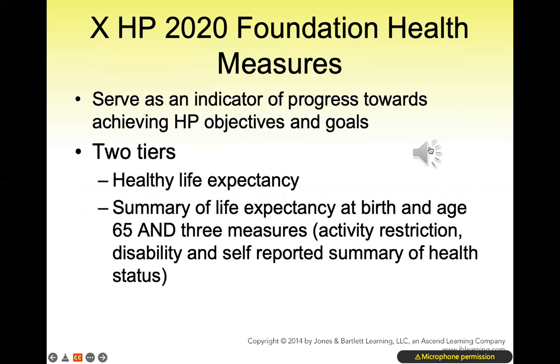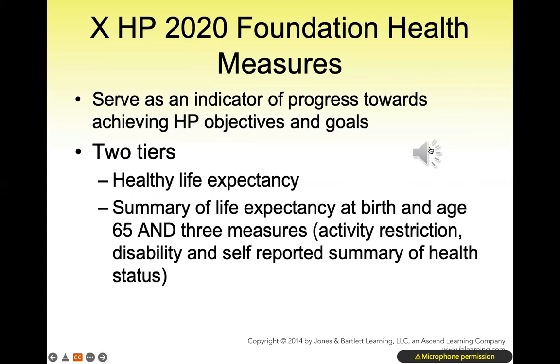Looking at the link in the notes section can probably explain this better than I can, but in Healthy People 2020, they have foundation health measures in 2 different tiers. The first one is healthy life expectancy. How long could someone be expected to live given the current morbidity statistics and the current health statistics in the US today? The second tier is a summary of life expectancy where they separate out the measures from the overall summative one above.